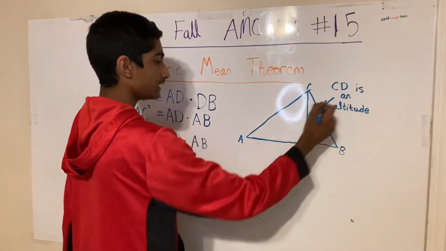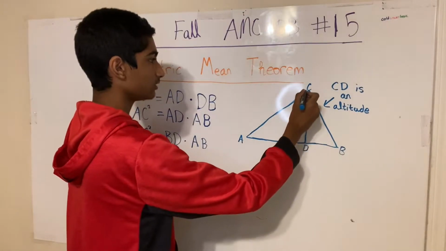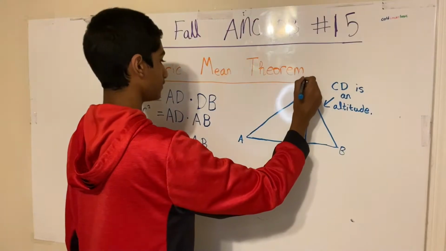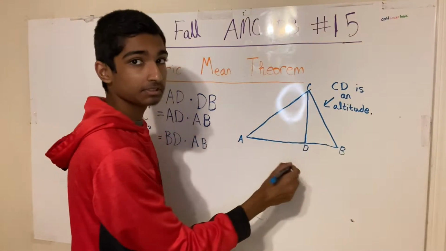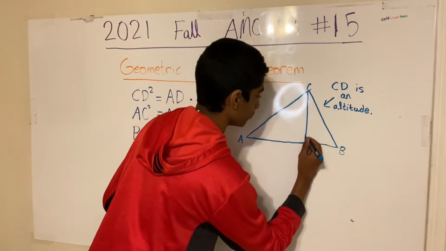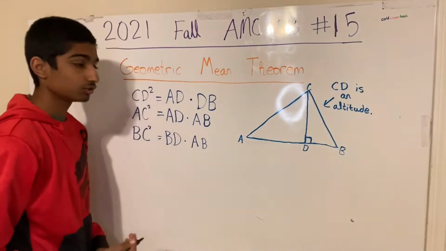So CD is an altitude to this triangle, right? An altitude is a line drawn from one of the points to its opposite side. And when that line is drawn, a 90-degree angle is formed, aka a right angle. Now let's look at the conclusions we can make.